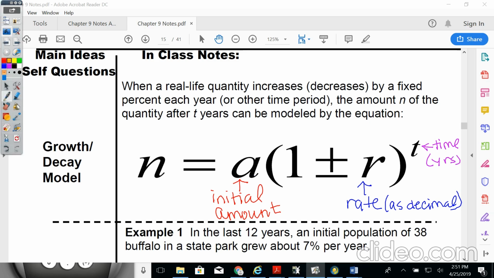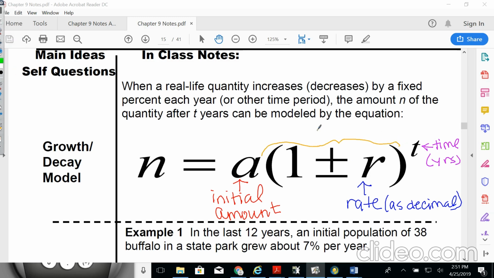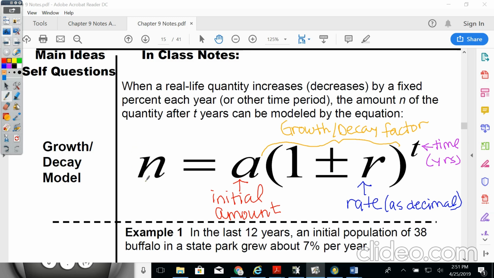Now, from last week, we talked about the base. This entire thing would be your base, and it's either your growth or decay factor. It's the entire base. To get the R value, it's either adding or subtracting it to 1. To 1, you add for above 1 growth, and then to get the decay, you need it to be less than 1, so you would subtract. All right, and then N or Y, whatever you want to call this, this is your total amount. This is the amount you have after t years. So that's usually what we're trying to find.